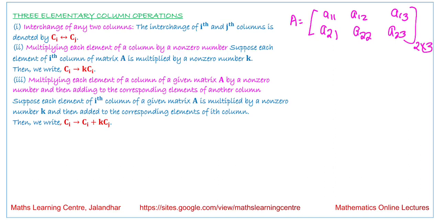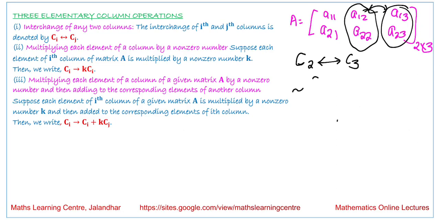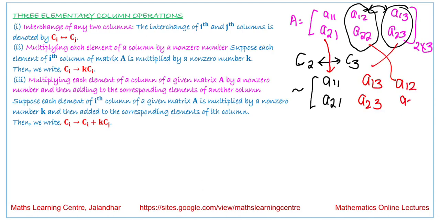Now we are talking about the equivalent matrix. The operation is C2 and C3 are interchanged. So this is column 2, this is column 3, and they are interchanged. So we obtain the equivalent matrix: A11, A21. The first column is not changed. These two are interchanged, so we get A13, A23, A12, A22. So by applying this elementary operation, we have obtained this matrix.